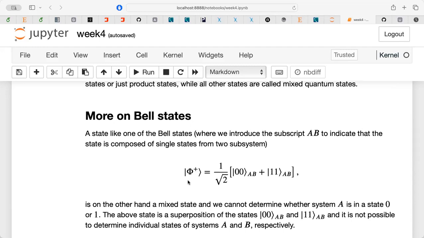However, if I now want to trace out one of the subsystems, then I may not know whether the system A is in qubit 0 or qubit 1. So the quantity which we will be looking at now is the density matrix for the subsystem A or subsystem B. So if you look at this equation here, the 2-qubit state is well determined.